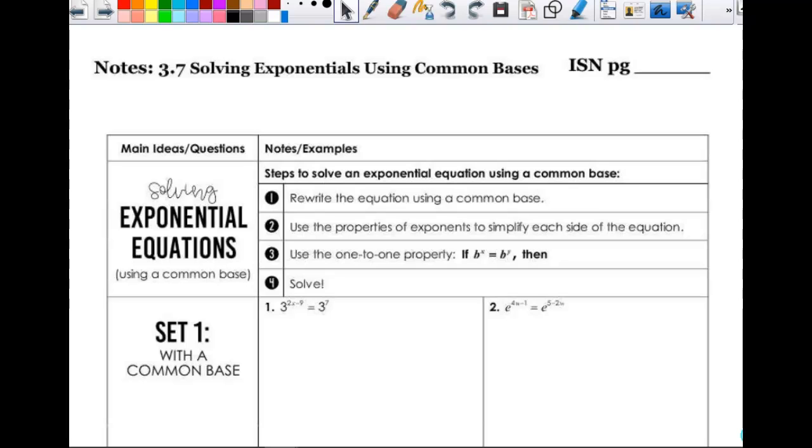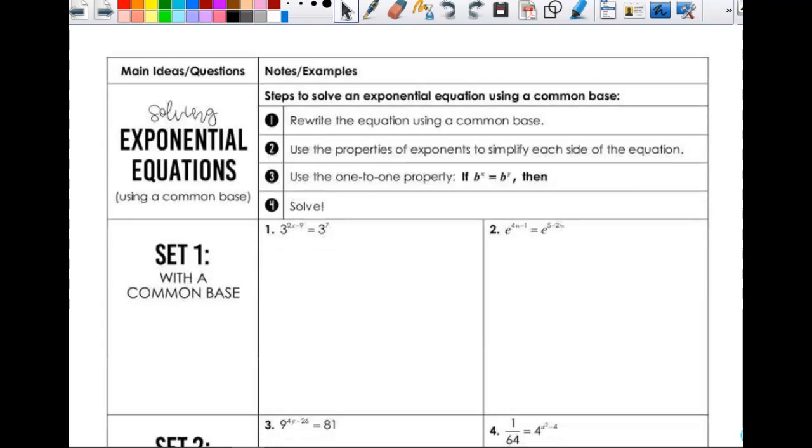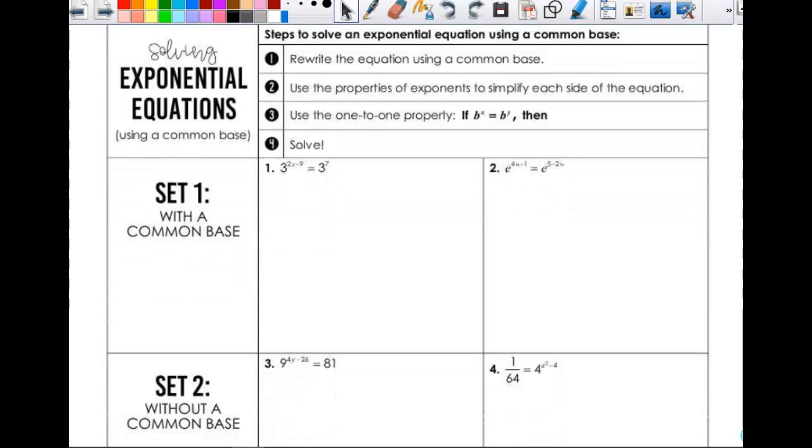We're going to solve exponentials using common bases. That's one way to solve exponential equations. So here are our steps. We'll talk through the steps and then we'll do some of these. So we rewrite it using a common base. If it doesn't already have a common base, we need to make it have a common base.